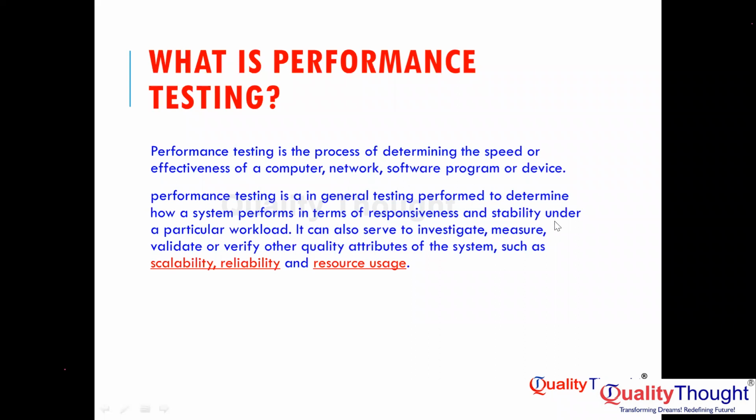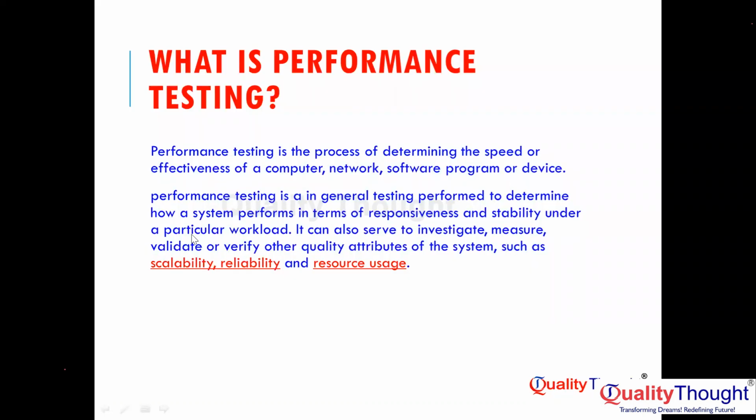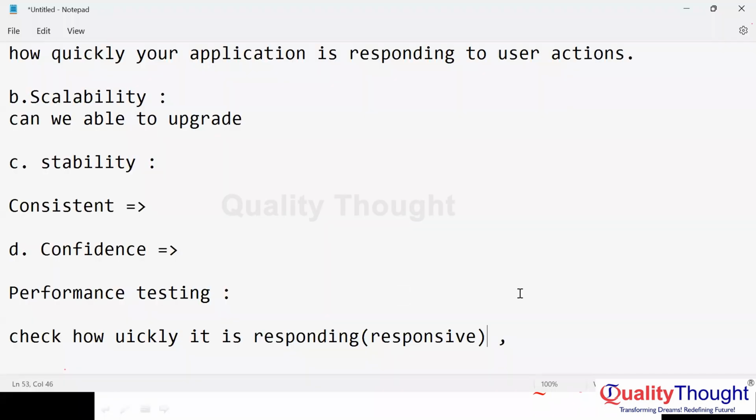Responsiveness and stability. Responsiveness means how quickly it is reacting. If I ask a question and you reply, that is a response. If you ask a question to the server and it replies, you get the response. So that is responsiveness. And the second thing is stability under a particular workload. So you know the speed and the stability. Under what? A particular workload. What do you mean by workload?